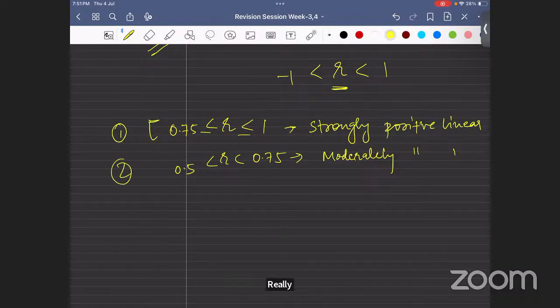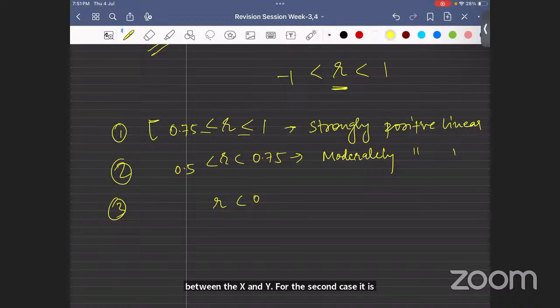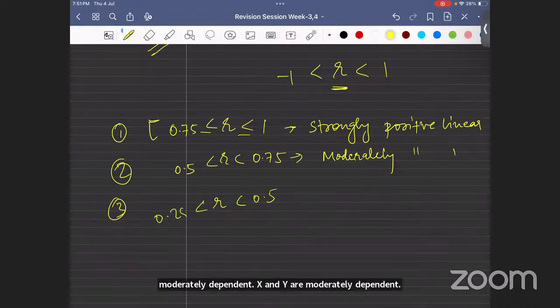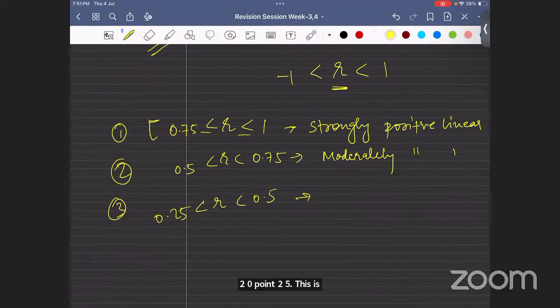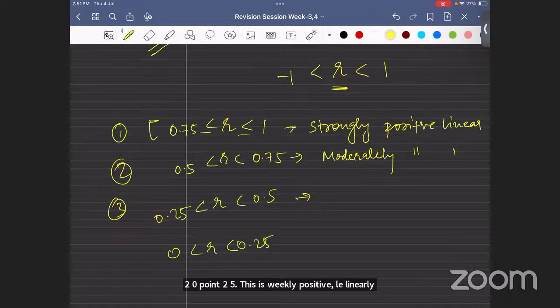For the second case, x and y are moderately dependent. For the third case, from 0.25 to 0.5, this is a weakly positive linear relationship. But if your value is from 0 to 0.25, then you can say there is an absence of linear association between the x and y variables.